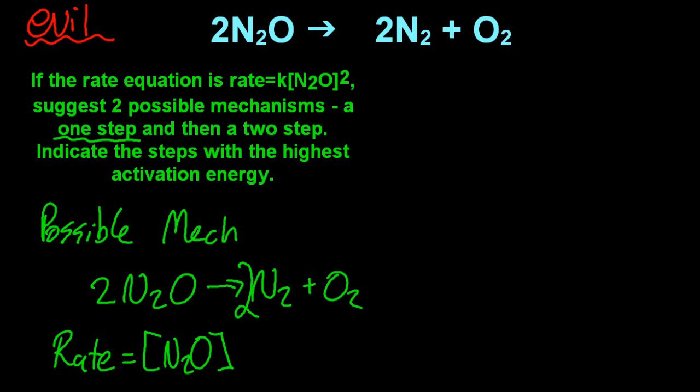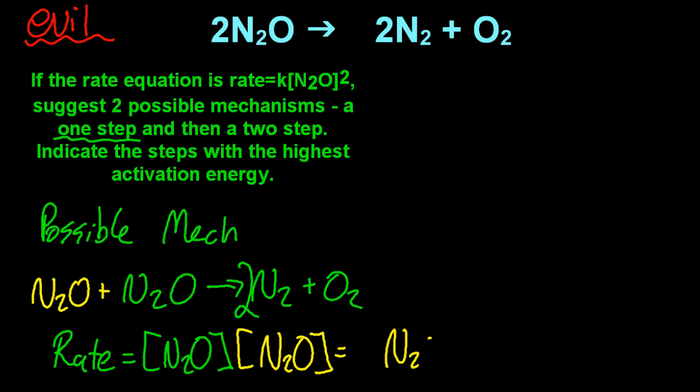Now, I've put the reactants into the rate equation. If you're confused where that squared comes from, allow me to write it out a little clearer. N2O appears twice, multiplied together, so that's just squared. And once again, I've done the mistake everyone else does, I've forgotten to put the rate constant in. So it was wrong, but now it's right. The one step's quite straightforward.